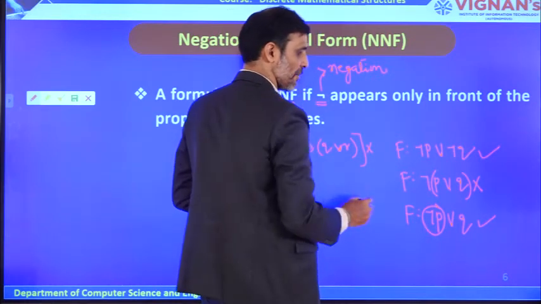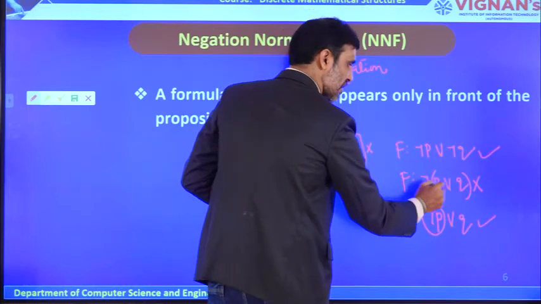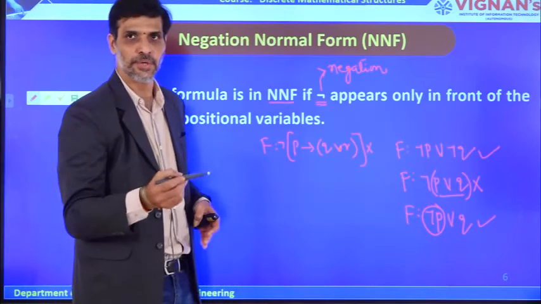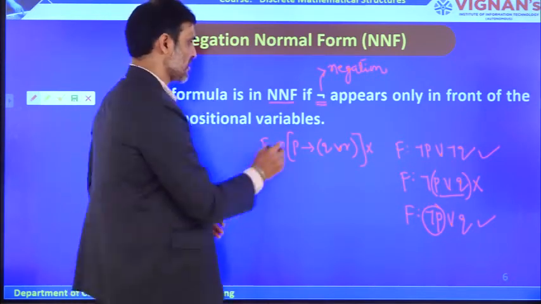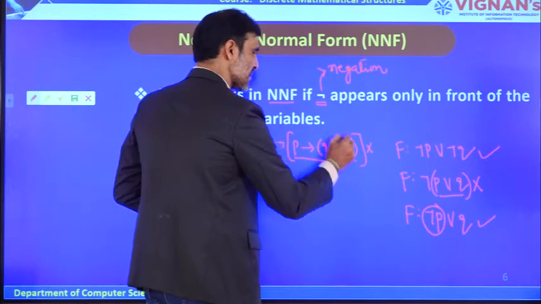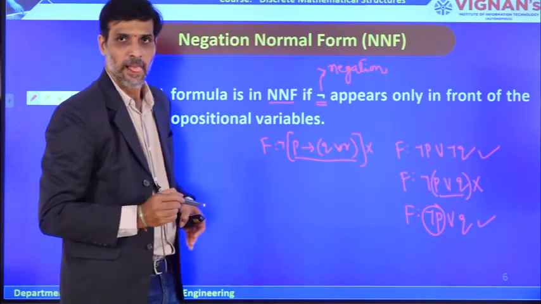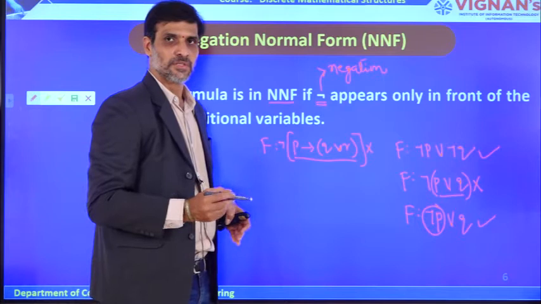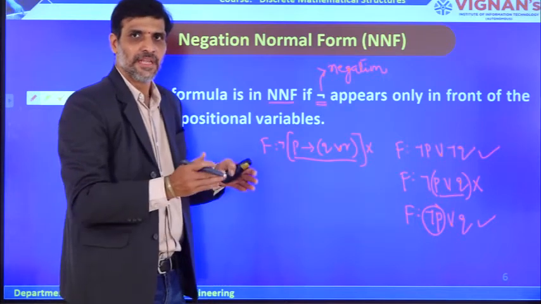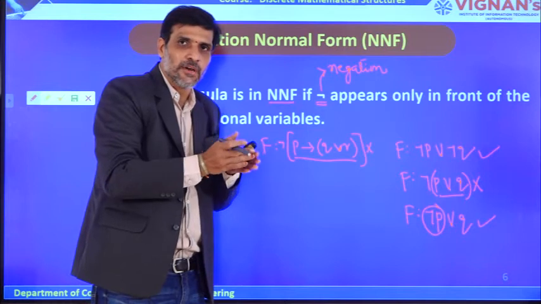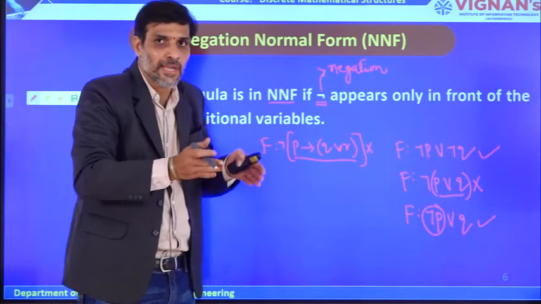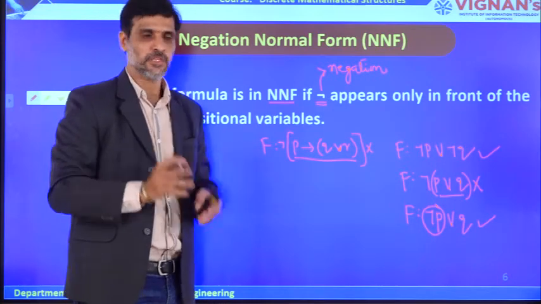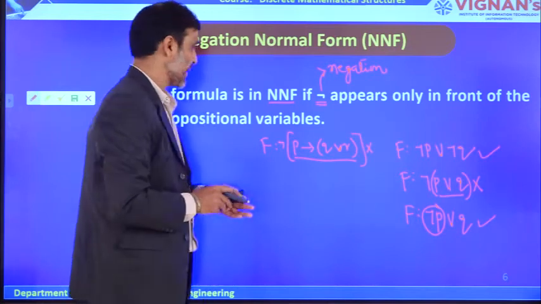But in this case, what happened? The negation has appeared in front of the compound sentence, ¬(P ∨ Q). Then it is not called NNF. Similarly, here also the negation appears in front of a compound proposition. Therefore, they are not called NNF. So NNF is when the negation appears in front of a respective propositional variable. It should not appear in front of a compound proposition. Remember this point. This is called negation normal form.